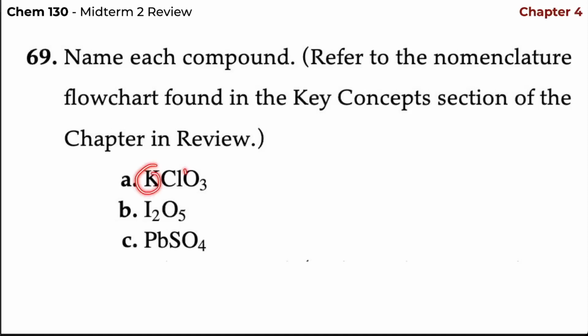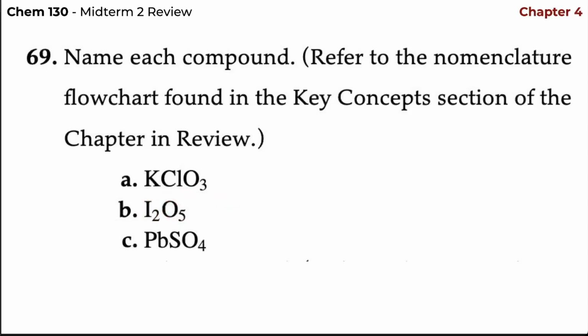So this one, first of all, we know that this is a polyatomic ion, right? And this is potassium, so this one's gonna be ionic. Since it's a polyatomic ion, it's gonna be ionic. Sorry, this one is a metal and this is a non-metal, so we know this one is going to be molecular.